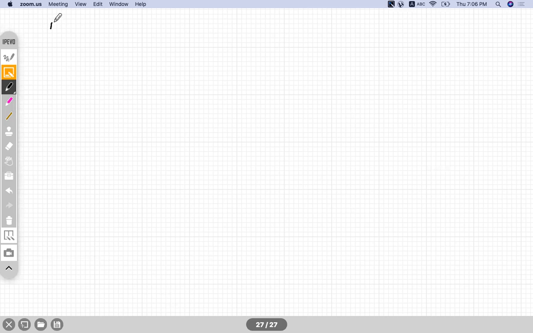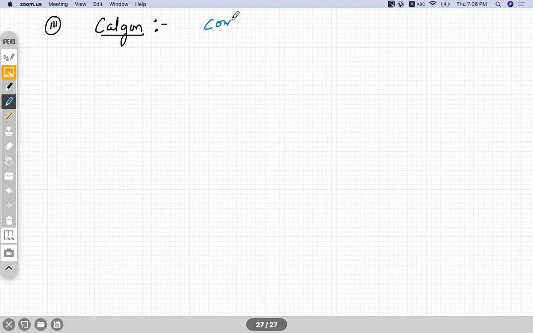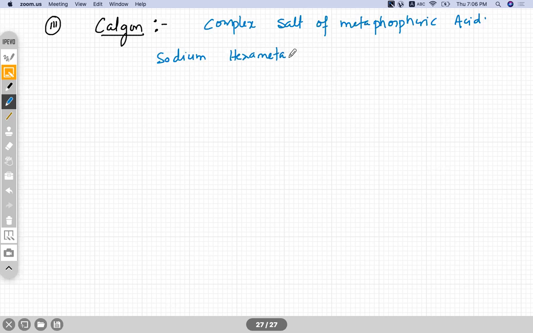So the third and the last water softener we have, we call it Calgon. It is the complex salt of metaphosphoric acid. Metaphosphoric acid. Also called sodium hexametaphosphate.